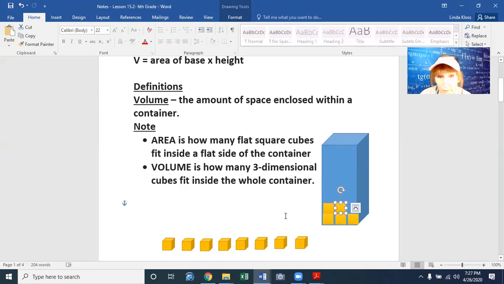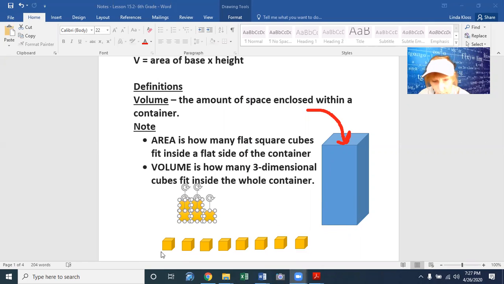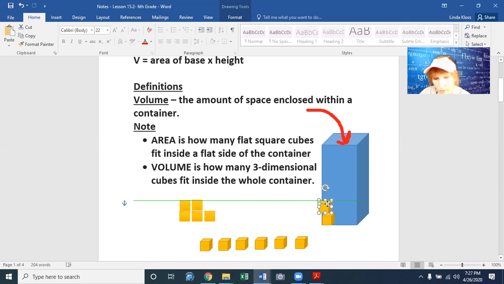So compare that to volume. Volume is different. Volume is how much can fit inside of the container, and not just the flat squares now. Let me move my squares here and get those out of there. Now we're talking about inside the container. Now I don't have a way to show you inside, but you're looking at cubes now. A three-dimensional cube. How many of these cubes are going to fit inside of this container? So I could keep stacking them up all the way to the top, like this.